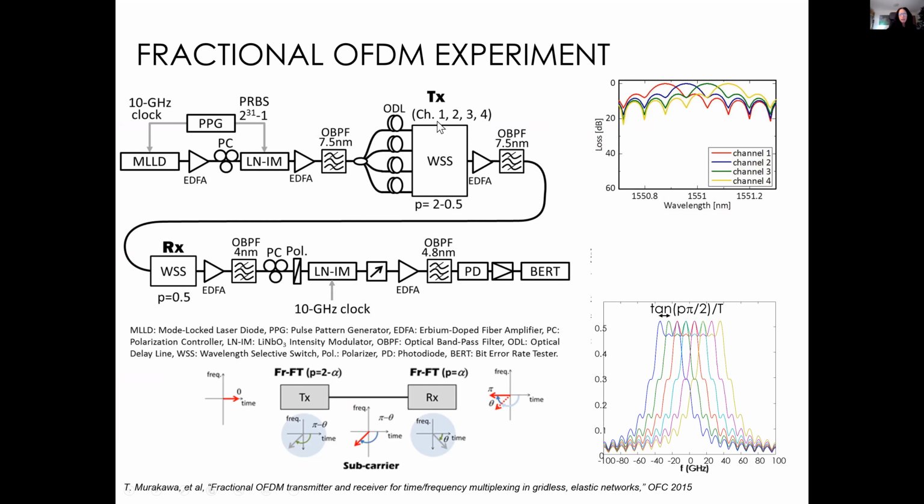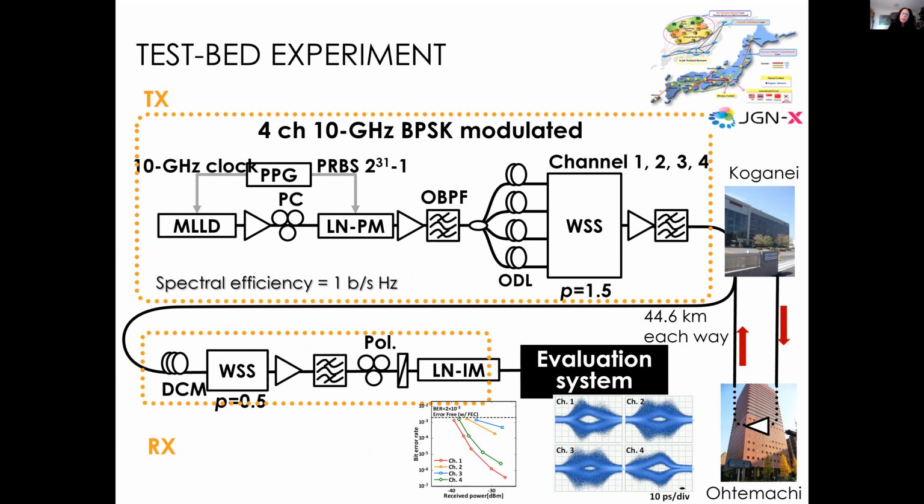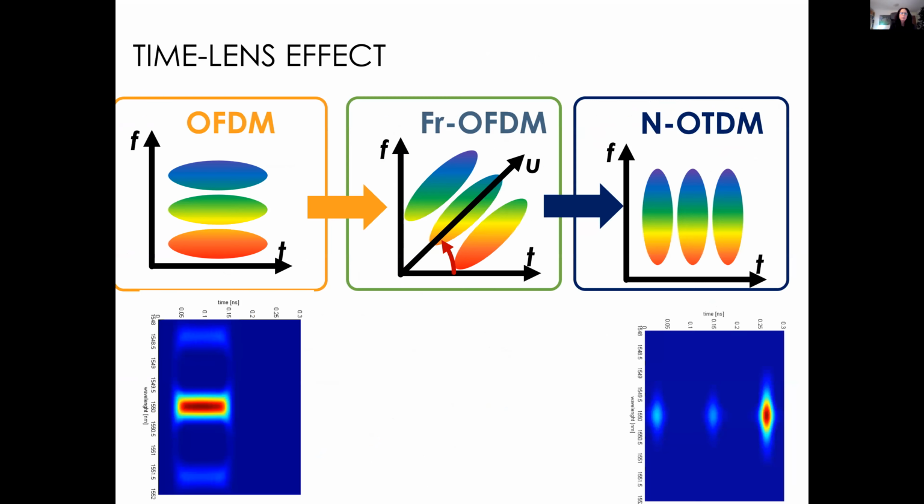So this is the experiment. You see the measured spectra. This is the simulation spectra, and we have measured transmission error free for all the 4 channels. And then we evaluated the same system over a test bed. And again, you see here the eye diagram quite open. So basically the system is working and is not affected by nonlinearities.